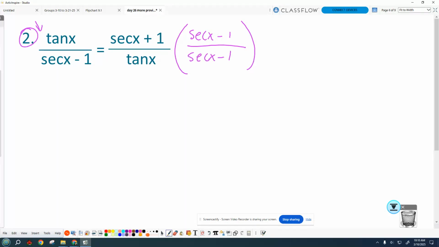Hayden, what is secant minus 1 over secant minus 1 equal? 1. 5 over 5, I have 5 cookies to share among 5 people. If I'm being nice, everybody gets 1. I have secant x minus 1 cookies, whatever that is, over secant x minus 1 cookies, everybody gets 1. Yep. So you guys continue working on the left side, with your partner. And you guys should be trying to work on that one up there. Thank you.